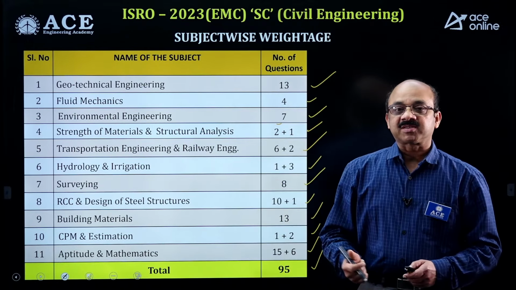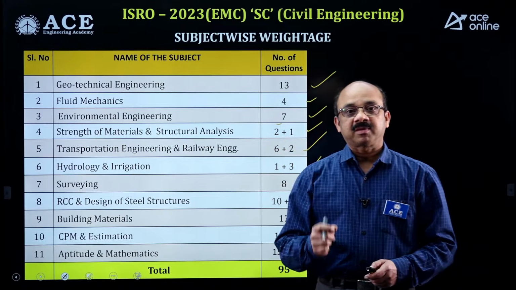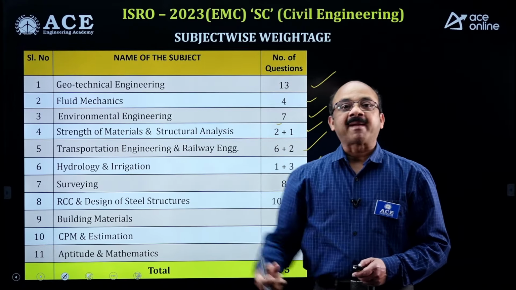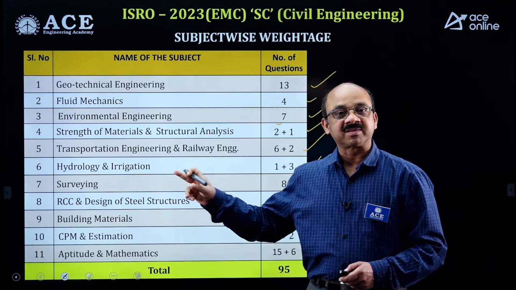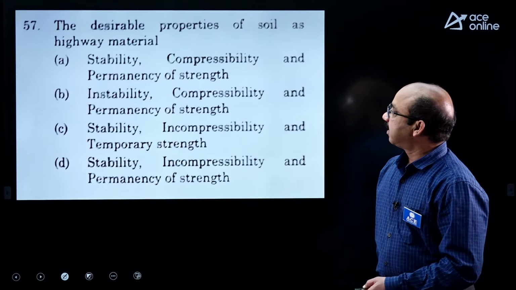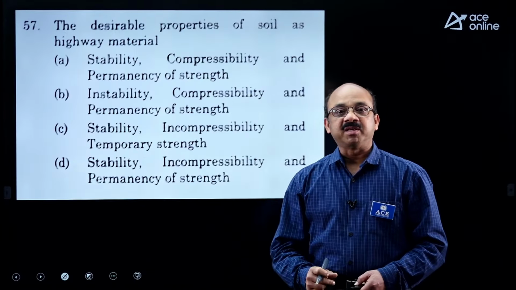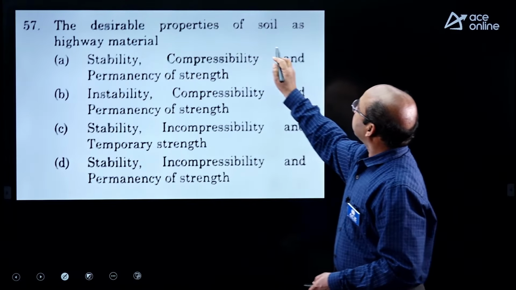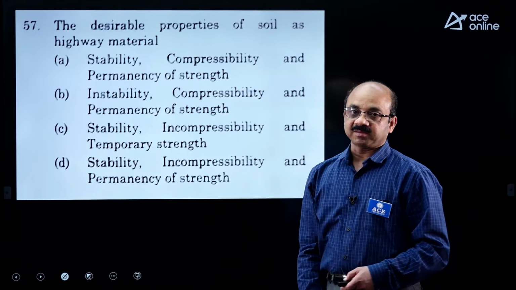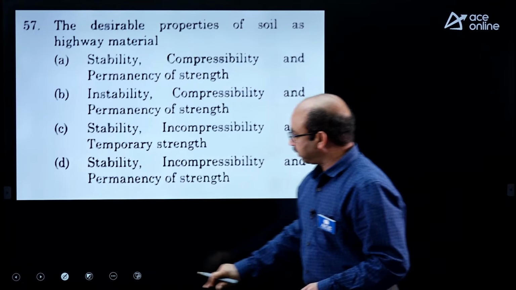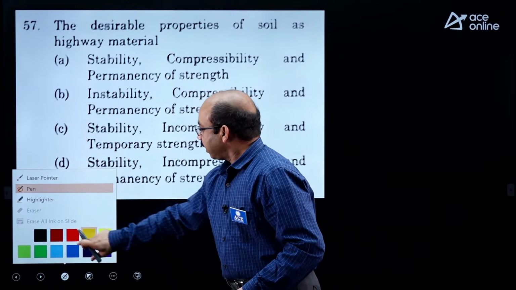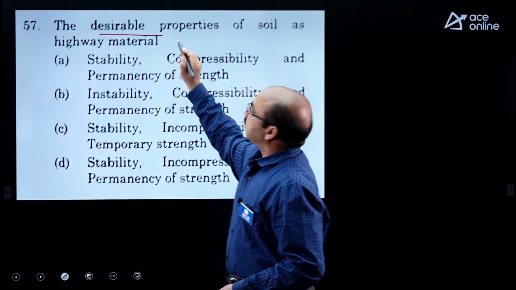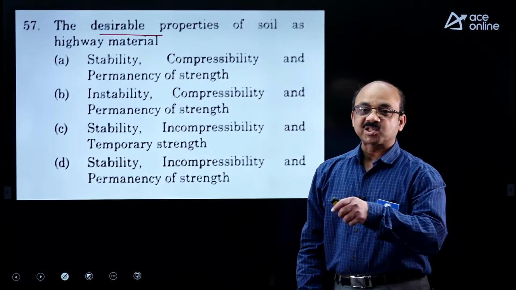So let me discuss the solutions of geotechnical engineering subject first. Then we will see other faculty members come one after the other to discuss other subjects. We begin with this geotechnical engineering subject. One of the questions you can see: the desirable properties of soil as a highway material. Please be specific here. What is being said here is desirable properties. It is not just properties.